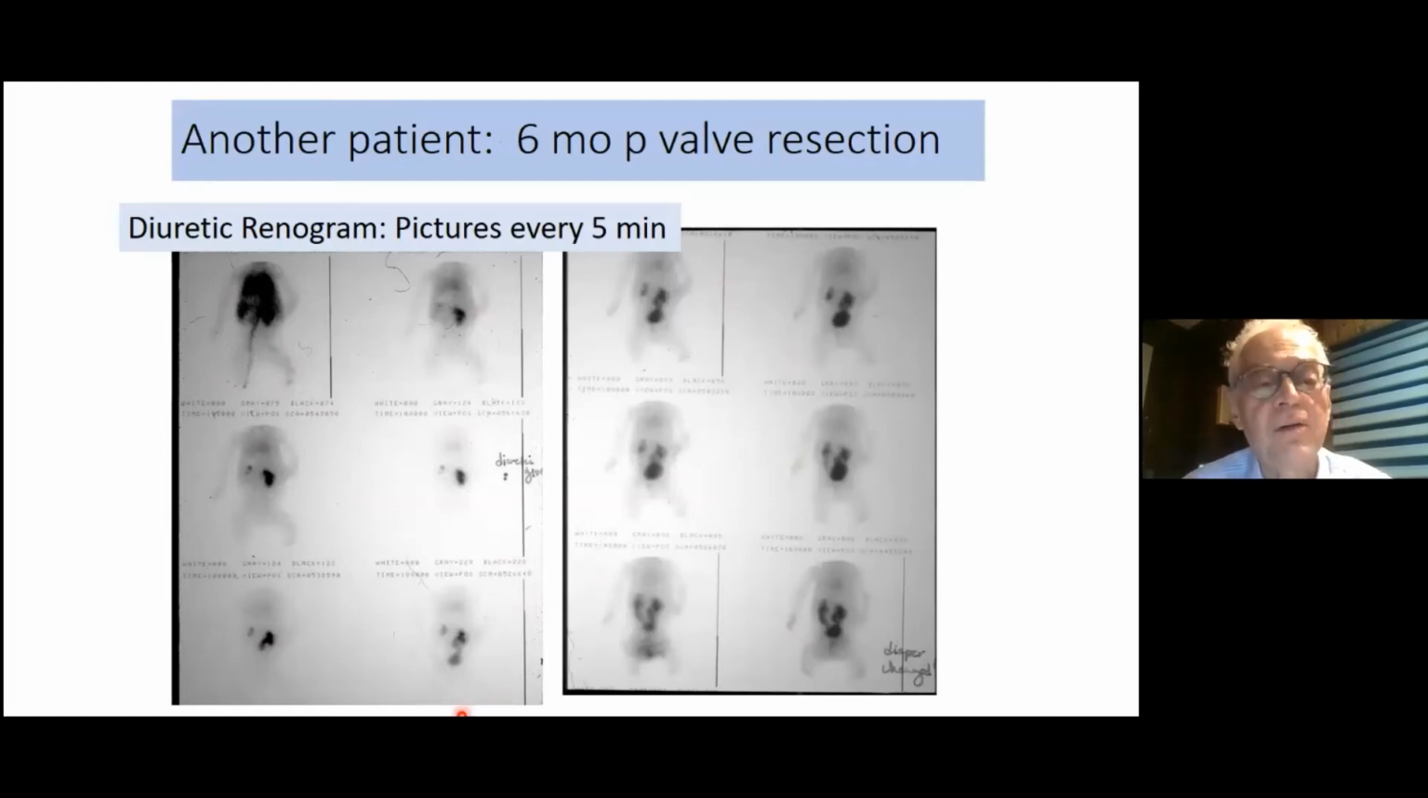Okay, so can you tell me what syndrome this patient has? That's the big question here. What syndrome, based on this renogram, done 6 months after his valve resection, what syndrome? Type into the chat box what syndrome this patient has. I really need your help with this. Otherwise, I'm going to get tired of talking the whole time. Anyone think of what syndrome this patient has?